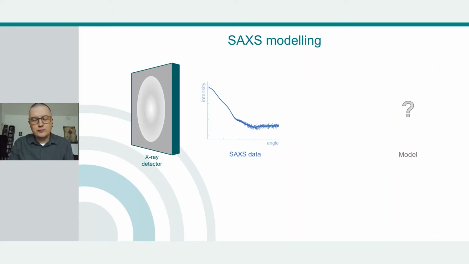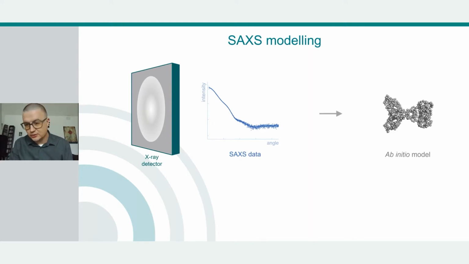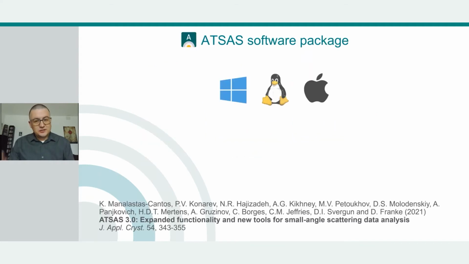If you do not have a model, you can still evaluate a number of parameters directly from the experimental small angle scattering data set, and you can reconstruct the ab initio shape of the particle of interest. So you can make an ab initio model, which is typically a collection of small beads that are put together in a shape, the scattering of which fits the experimental data. All of this you can do with various programs from the ATSAS software package.